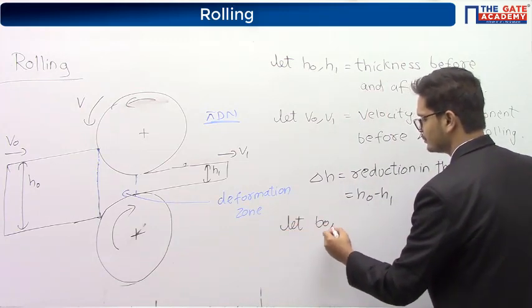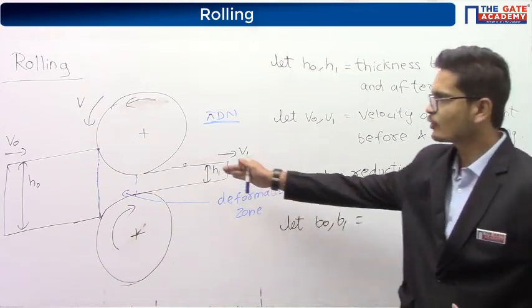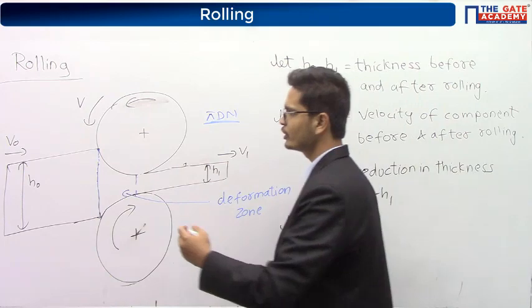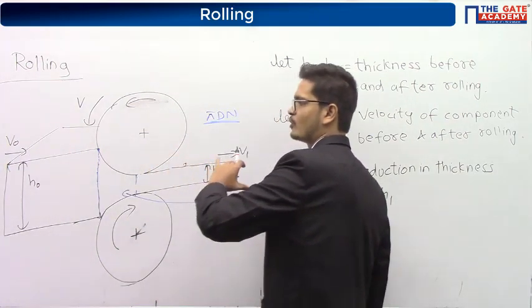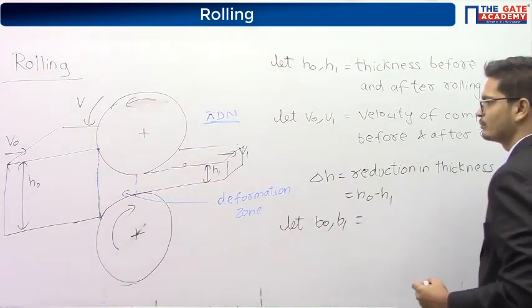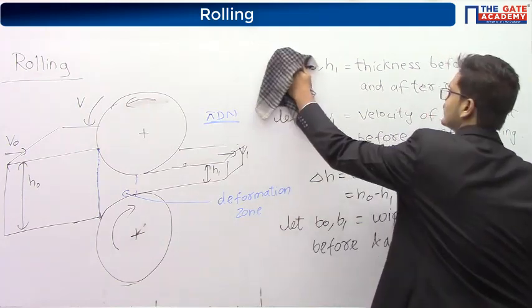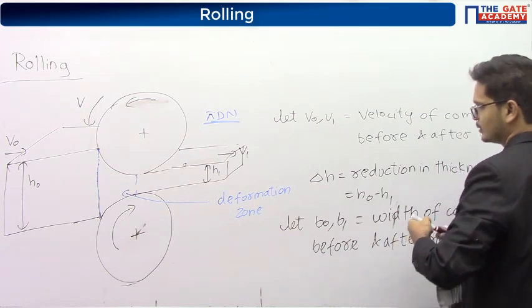Let B0, B1 be the width of the component. The width of the component is inside the board. It will be like this. Width of the component before and after rolling. Let B0, B1 be the width of the component. Then I'm again writing on the top. Please copy from the top.